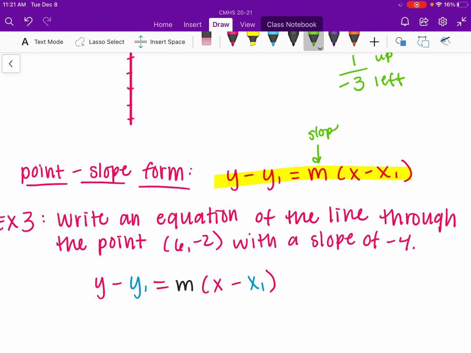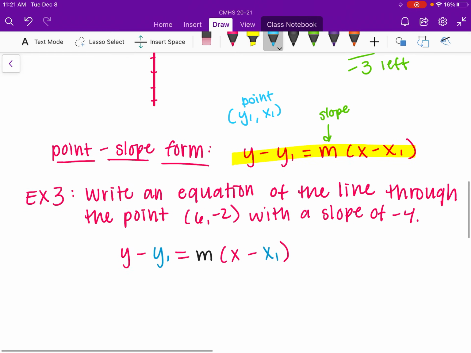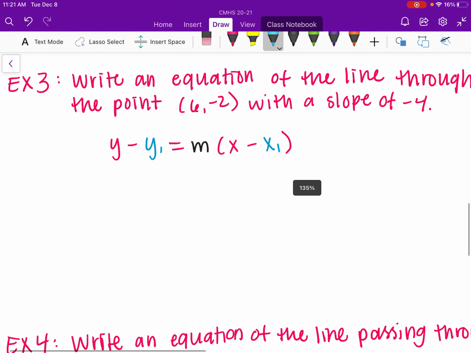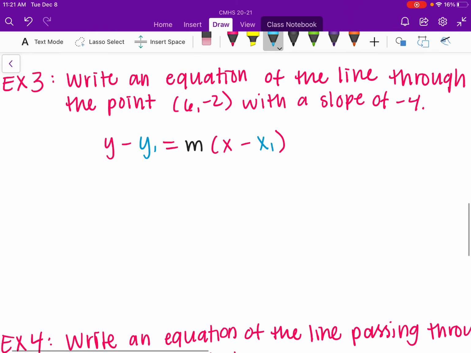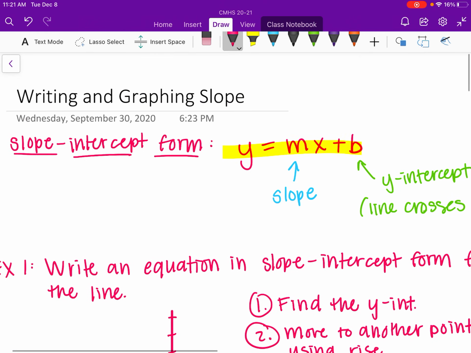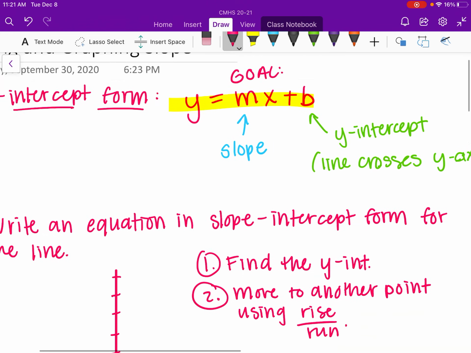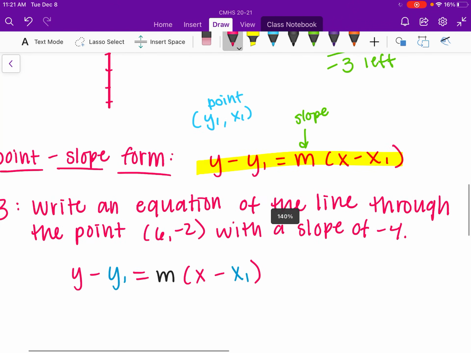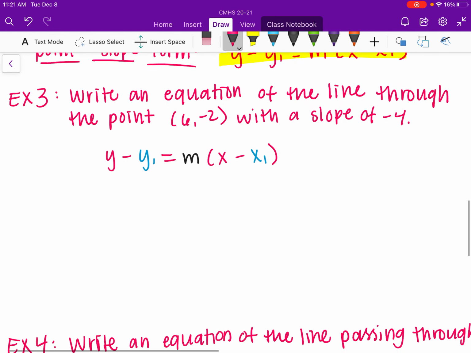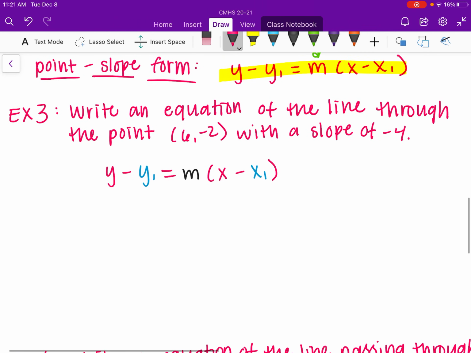So we know this is going to be the slope, and the (x1, y1) is going to be the point. Like I said, this time we don't have a graph, but we still need to write the equation. We need to get it to look like this. This is our goal. And this equation, the highlighted one, is how we get there.